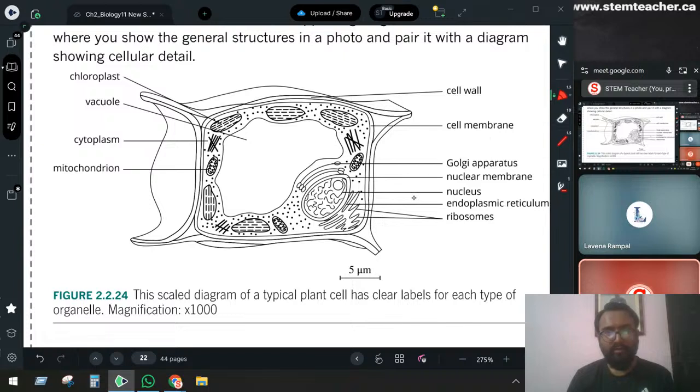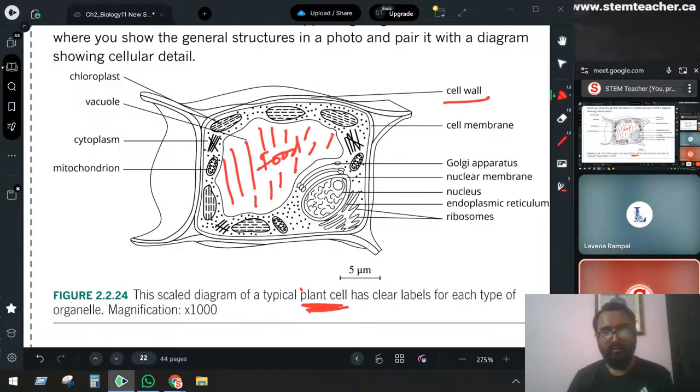Cell wall, cell membrane, it's a plant cell, I think. Okay, whenever a cell wall comes, it is a plant cell. Cell membrane, and this is a vacuole. The entire thing is a vacuole. It is food storage. Nutrients and proteins will be stored here. Okay, it's a big vacuole in the plant cell.